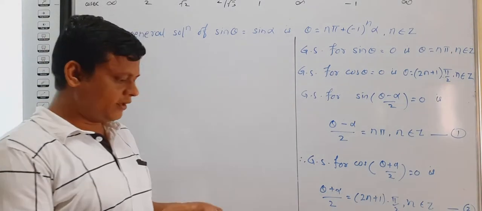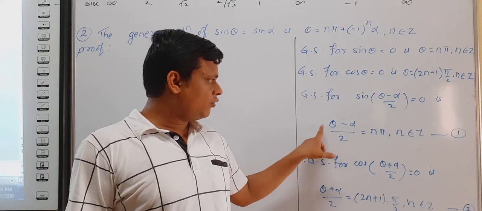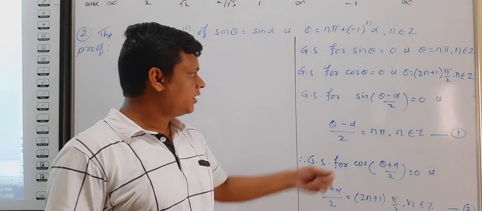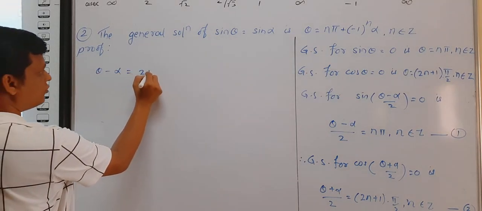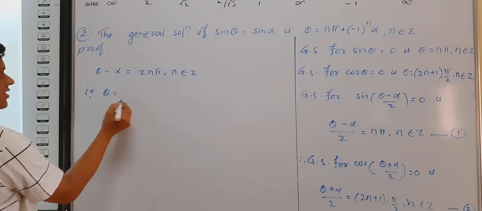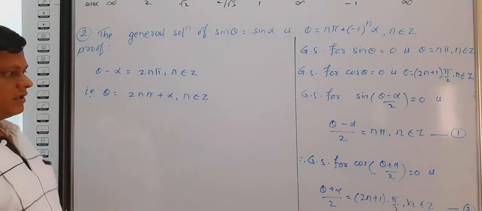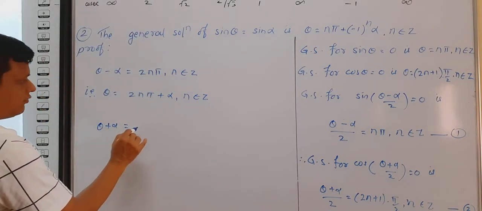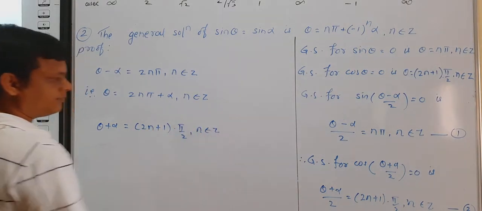Now we denote these as equation 1 and equation 2. Now we find the value of theta from equation 1 and also from equation 2. From equation 1, we write theta minus alpha equals 2n pi, n belongs to Z, that is theta equals 2n pi plus alpha, n belongs to Z. Now from equation 2, we write theta plus alpha equals (2n plus 1) into pi by 2, n belongs to Z.